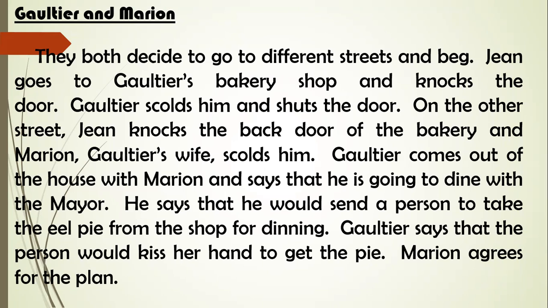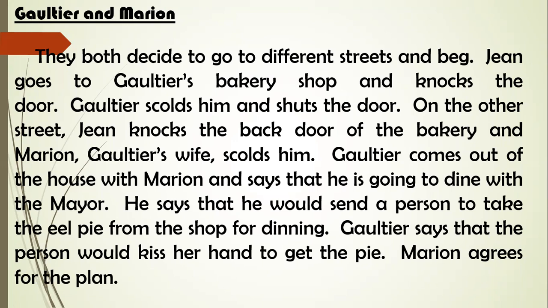Jane goes to the Collitor's bakery shop and knocks on the door. Collitor opens the door, starts scolding him, and shuts the door. He says, "I'm very busy and I don't have time to attend to you," and he scolds and shuts the door. On the other street, Jean knocks on the back door of the bakery. So we have the front door on one street, and the back door of Collitor's shop on the other. Marion, Collitor's wife, opens the door and attends to him, and even she scolds him and shuts the door. Like this, they are dejected and ignored there.